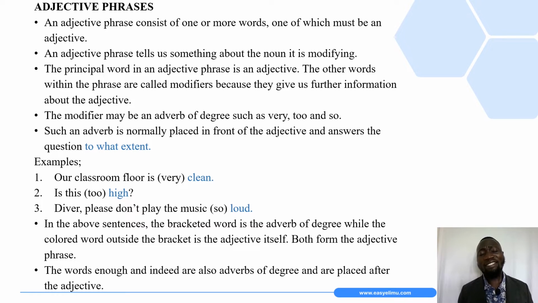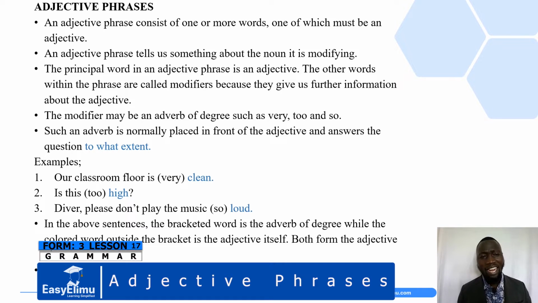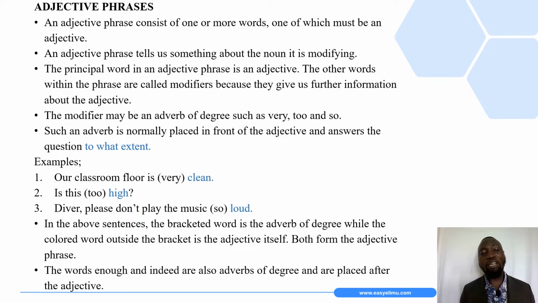So first things first, what are adjective phrases? An adjective phrase consists of one or more words, one of which must be an adjective. Remember, when you talk about a phrase, it simply means a group of words. So when we talk about an adjective phrase, we are referring to a group of words that has at least an adjective.